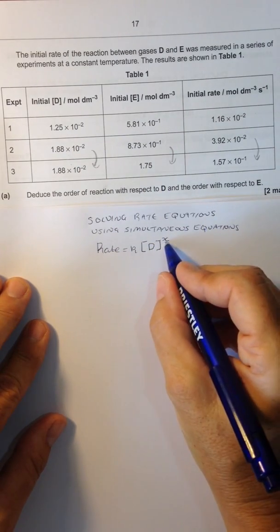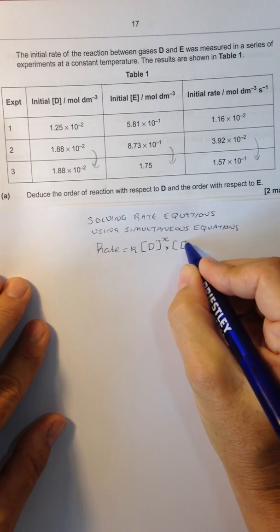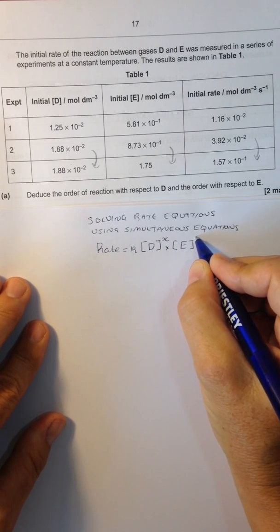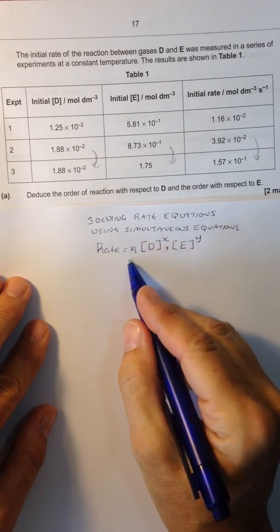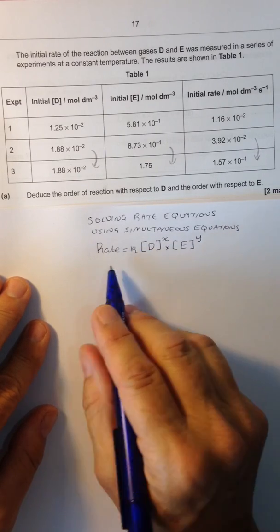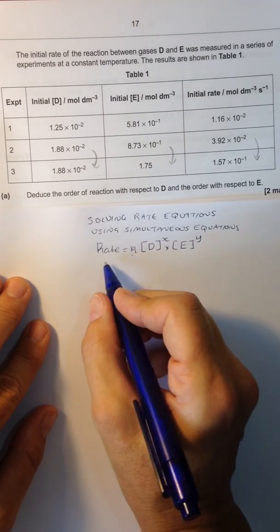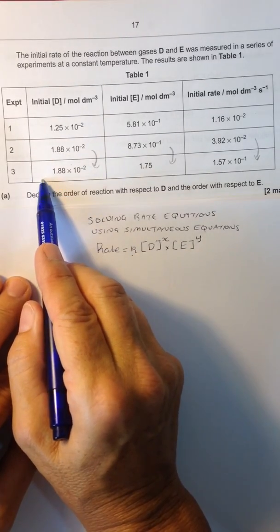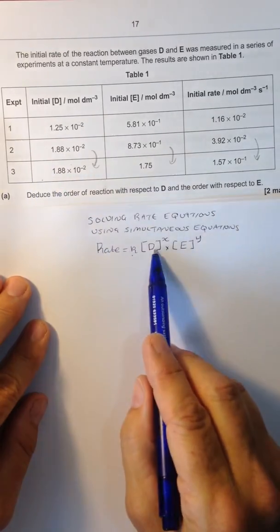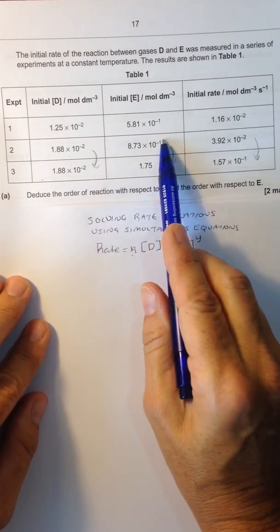That's what we're trying to find, the order with respect to the concentration of D, multiplied by reactant A, concentration of E, and we still don't know the order of reaction with respect to E, so we'll give that a value y. Now, in order to get rid of this pesky constant, we can use simultaneous equations, because since that doesn't change, we can say, for example, let's choose two experiments. Let's choose experiments 2 and 3, because conveniently in experiments 2 and 3, the concentration of D has been kept the same and the concentration of E has been varied.